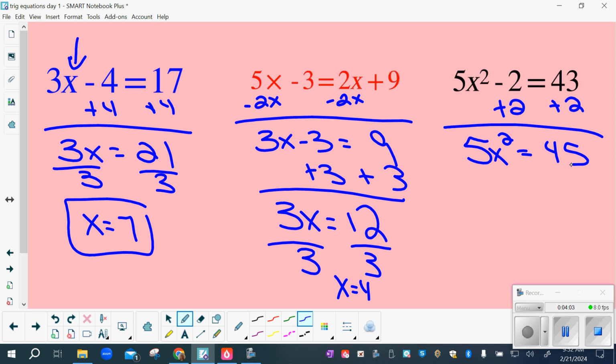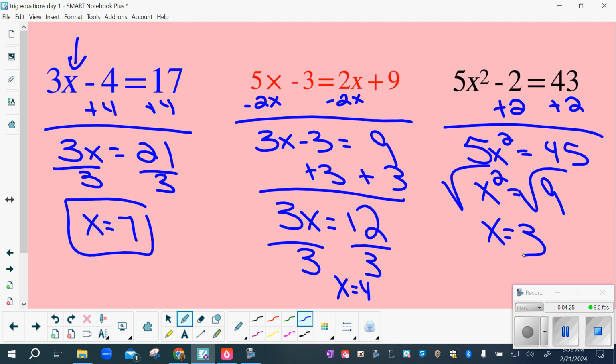I'm going to get rid of the 5. X squared equals 9. I'm going to square root both sides. X equals 3. You would do this on a quiz, you'd be so happy, and you get points marked off. Why did you get points marked off on the last one? Because whenever I have squares, I have double the amount of answers.